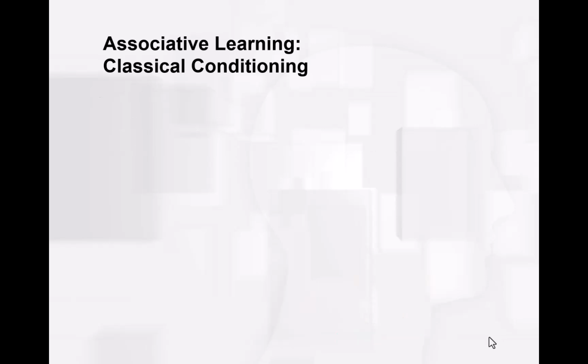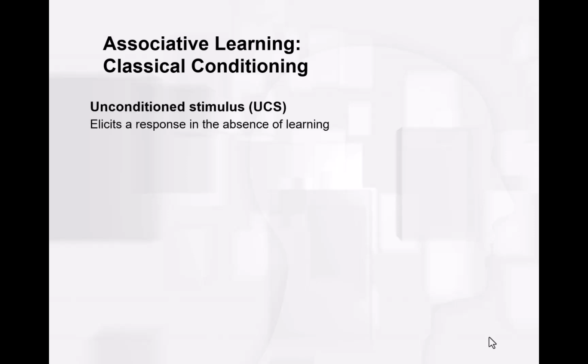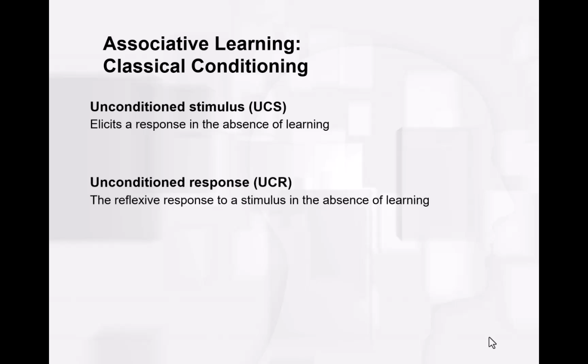So just to go over some of these terms before we talk about what's going on in the brain, the unconditioned stimulus, the UCS, elicits a response in the absence of learning. So it's a stimulus that elicits a behavioral response. No learning is needed. It's a natural reflexive response. The unconditioned response, or the UCR, is a reflexive response. It occurs in response to the stimulus, and again, no learning has occurred. So it's a stimulus-response pair that's instinctive, it's innate. There's no learning, so it's unconditioned or unlearned.